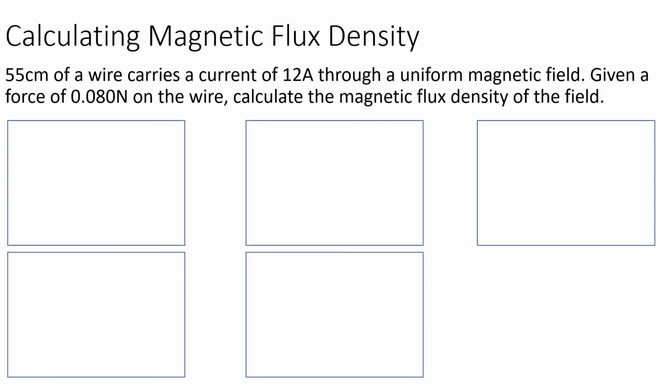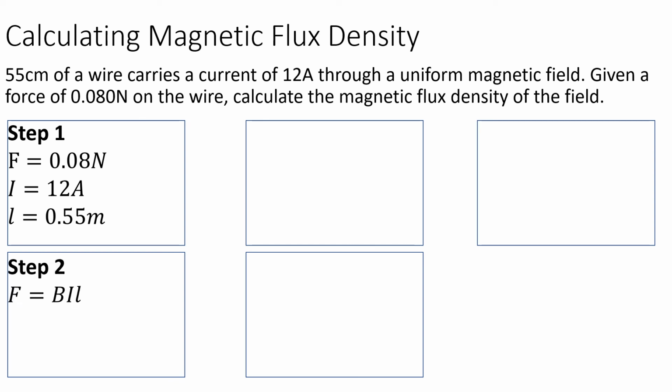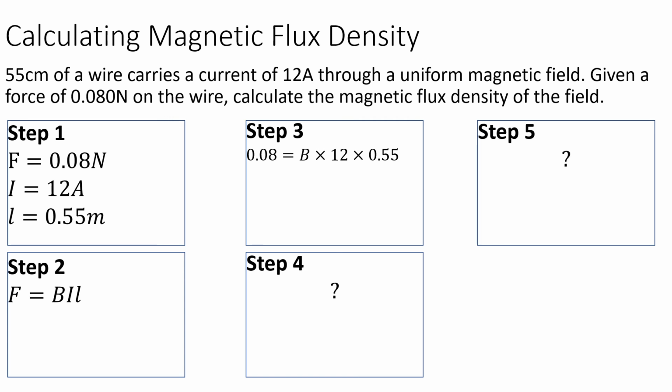55 centimeters of a wire carries a current of 12 amps through a uniform magnetic field. Given a force of 0.08 newtons on the wire, calculate the magnetic flux density of the field. So step 1, write down what you know. Step 2, write down the equation. Step 3, substitute in the numbers. And then complete steps 4 and 5 yourselves.